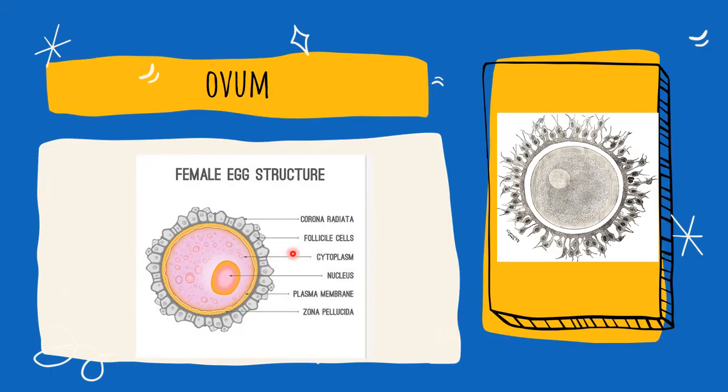So this is a structure of an ovum. It can live for 12 to 24 hours. At birth, there are approximately 1 million eggs, and by the time of puberty, only about 300,000 eggs or ovum remains in a woman's body.